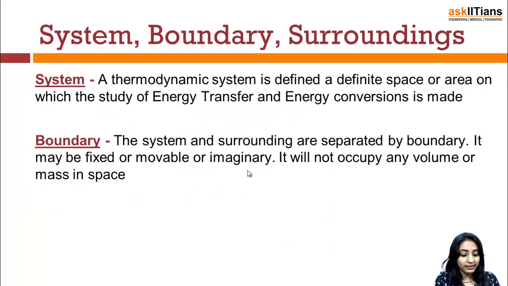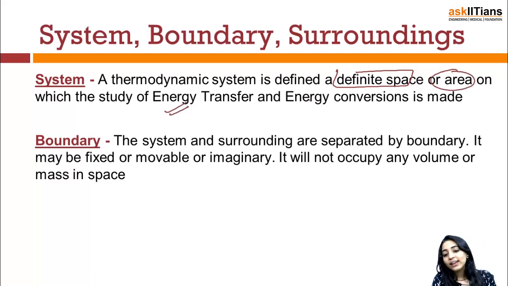Now if I move ahead, let's define what we mean by system. As I told you in the previous slide, a thermodynamic system is defined as a definite space or a definite area on which the study of energy transfer and energy conversions is made. This is what I have discussed in the previous slide. What is boundary? The system and the surrounding, as I told you, are separated by boundary. Now the boundary may be fixed, or it may be movable, or it may be real, or it may be imaginary.